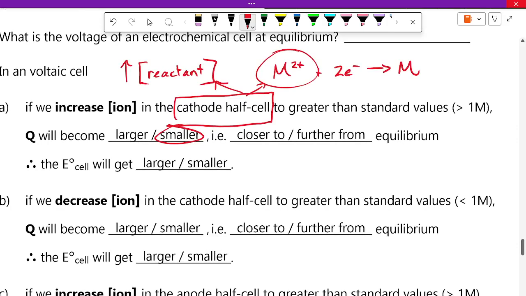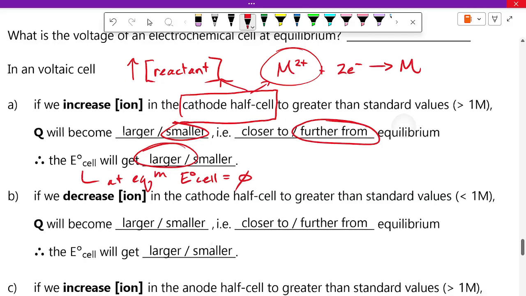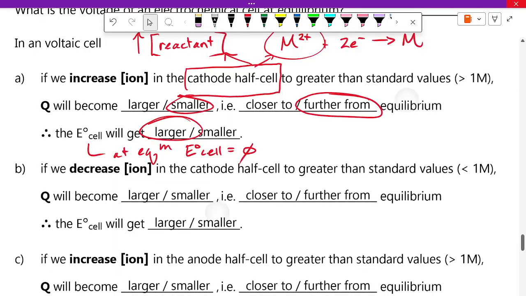And if it gets smaller, is that getting closer to equilibrium or further? That's getting further from equilibrium. And if it is further from equilibrium, then the cell potential will get, remember, at equilibrium, E cell is equal to 0. So if you're getting further from equilibrium, E cell needs to be getting larger. B is just the opposite of A.